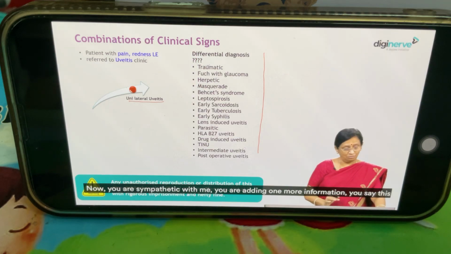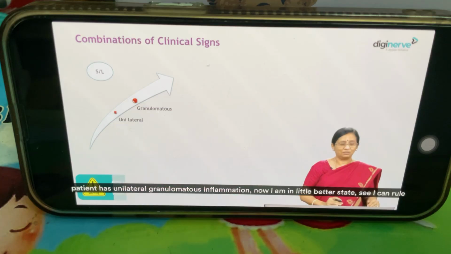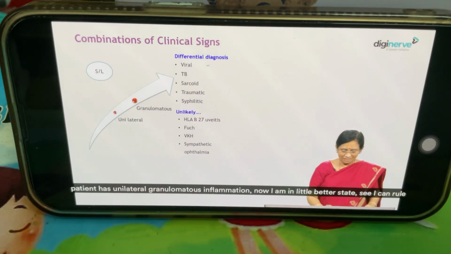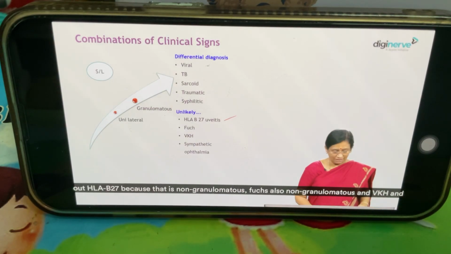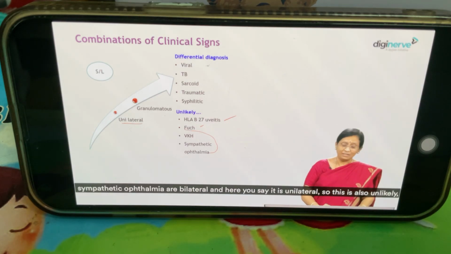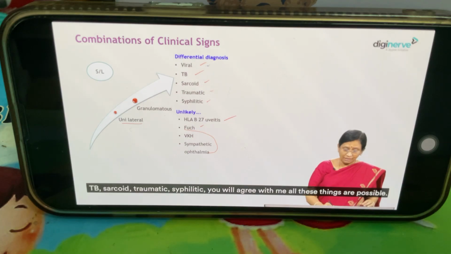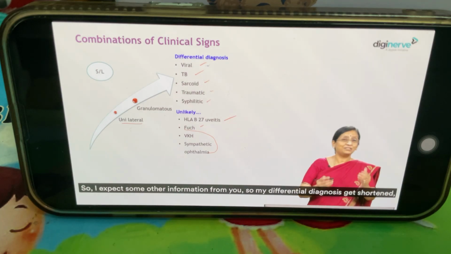Okay, now you are sympathetic with me. You are adding one more piece of information. You say this patient has unilateral granulomatous inflammation. Now I am in a little better state. See, I can rule out HLA-B27 because that is non-granulomatous. Fuchs is also non-granulomatous. And VKH and sympathetic ophthalmia are bilateral. And here you say it is unilateral. So this is also unlikely. But still, my differential diagnosis is not very short. Unilateral granulomatous may be viral, TB, sarcoid, traumatic, syphilitic. You will agree with me. All these things are possible. So I expect some other information from you.